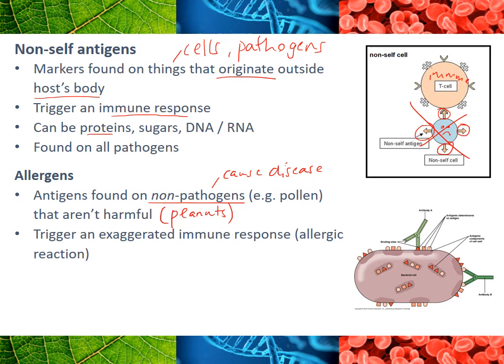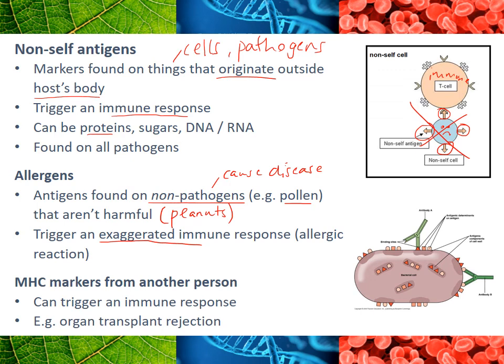And then their body will trigger a really exaggerated immune response. So the body will pick up these markers and launch a really heavy immune response. And that's what's called an allergic reaction. And that can be really, really dangerous for people that have that. A lot of people get it with pollen, so things like hay fever. All of those things are examples of allergens, when the body's immune response is a bit overactive.